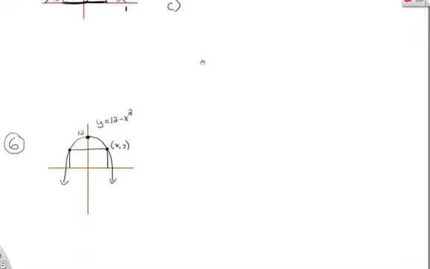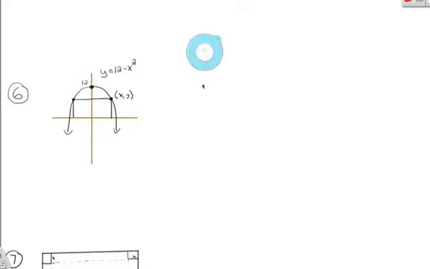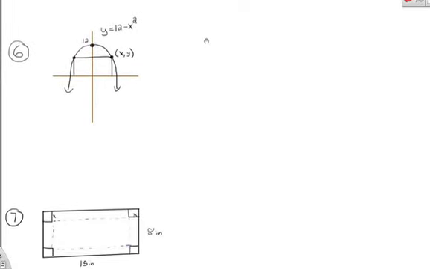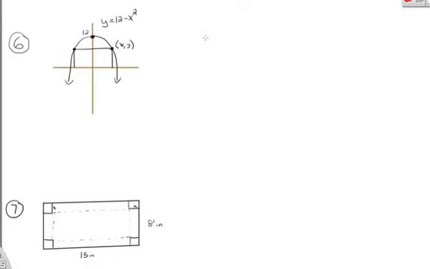Okay, so number 6 is a similar question to the last one, except in some ways it is easier because they give me the equation of the parabola. They told me it was 12 minus x squared. So I sketch the parabola, and again we have this rectangle that is inscribed underneath the curve. And they want me, let's double check, largest rectangle, largest area.